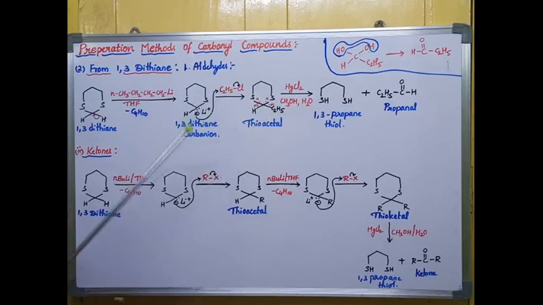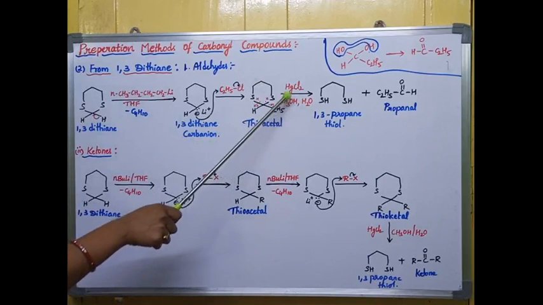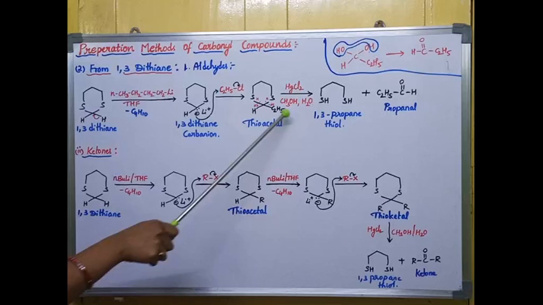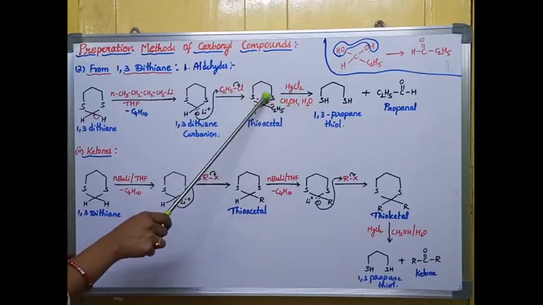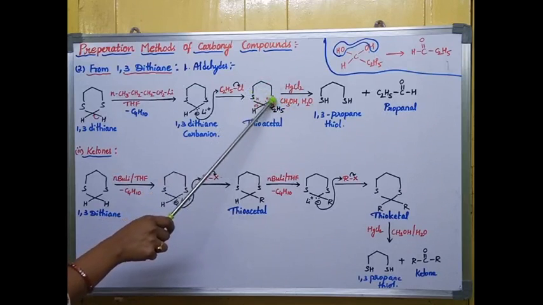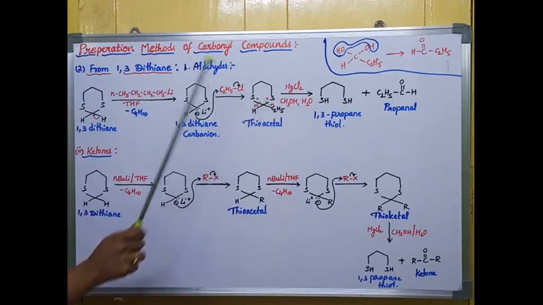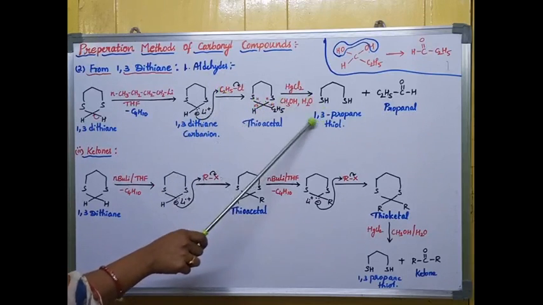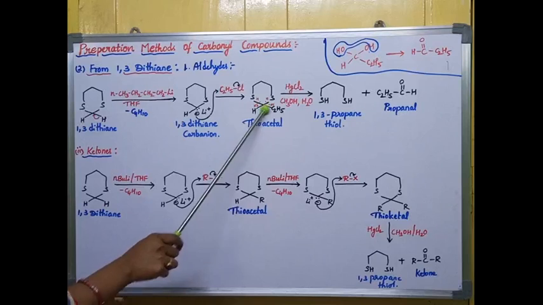This is called a thioacetal. So now what will happen? It further undergoes hydrolysis. Hydrolysis takes place in the presence of mercuric chloride and methanol. So now you are getting hydrolysis. Here protons will be added to the sulfur side, and OH will be added to this carbon side. So finally we will get 1,3-propane dithiol as one product, and it is obtained like this.